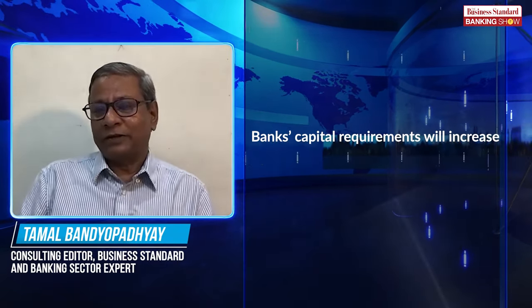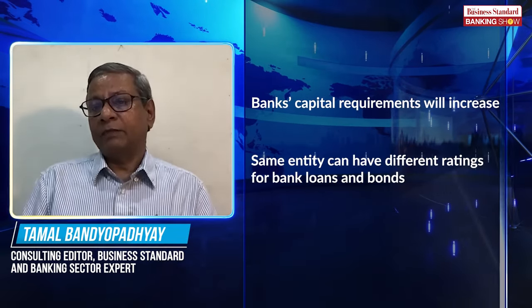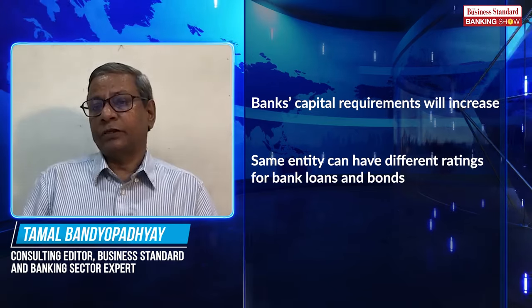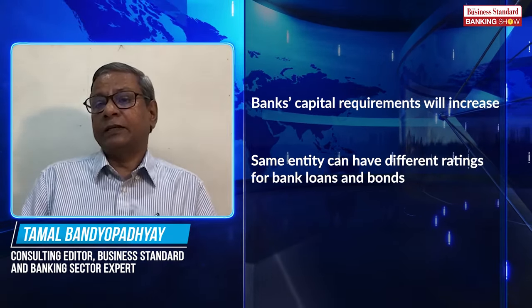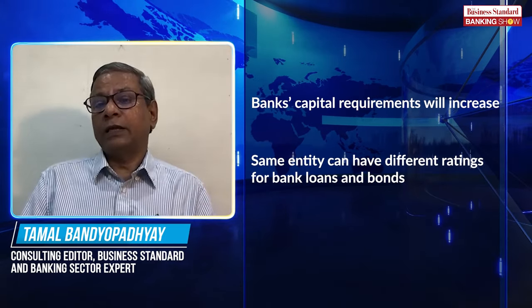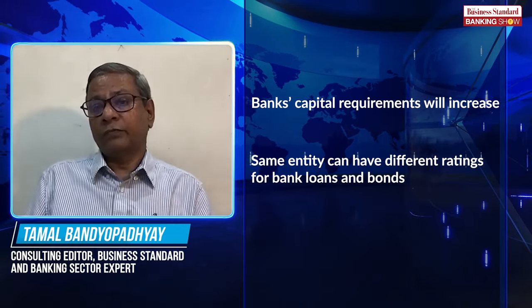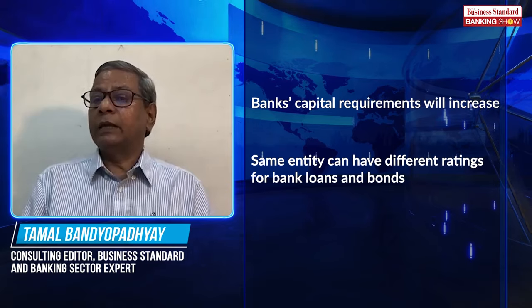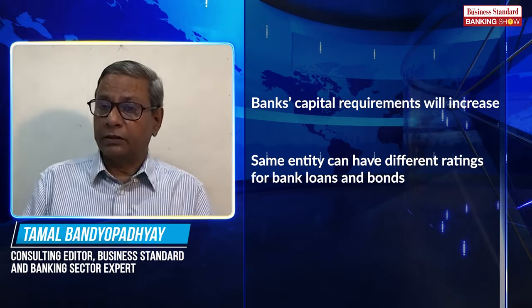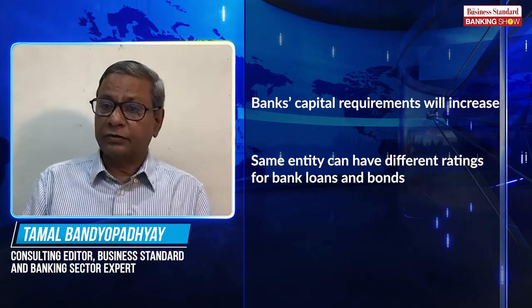Say, I am a corporate entity. I have a bank loan rating as well as some NCDs and other debt instruments in the form of bonds or something like that. Now, if the raters follow RBI very strictly, which is very strict, they may give me one sort of rating for my bank loan, and I may have another gradation of rating for my other debt instruments.